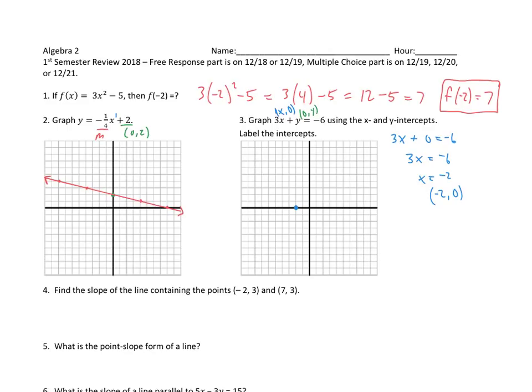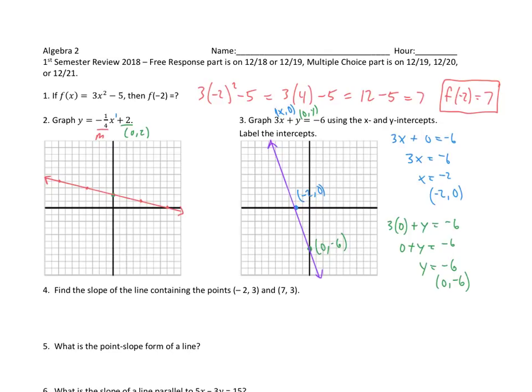Similar idea for the y-intercept. Make my x value 0. So 3 times 0 plus y equals negative 6. That means 0 plus y is negative 6. So y is negative 6. So that means I plot the point 0, negative 6. So go down to where negative 6 is on the y-axis, make a point. Then I connect those 2 points with a line using a straight edge. And draw an arrow. It did also ask me to label those points, so I'm going to do that. So negative 2, 0, and 0, negative 6.